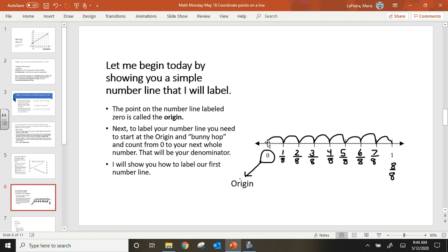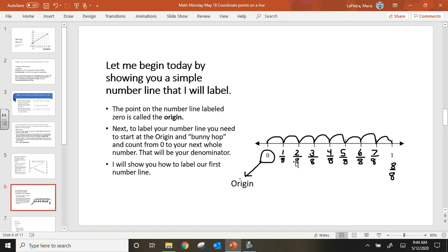I'm going to bunny hop now. Ready? Go. 1, 2, 3, 4, 5, 6, 7, 8. Okay, so 8 is my denominator, because there are 8 intervals going from 0 to 1. If you noticed, I did not count the 0. Let's do it again. I'm on 0, and I'm moving forward. 1, 2, 3, 4, 5, 6, 7, 8.